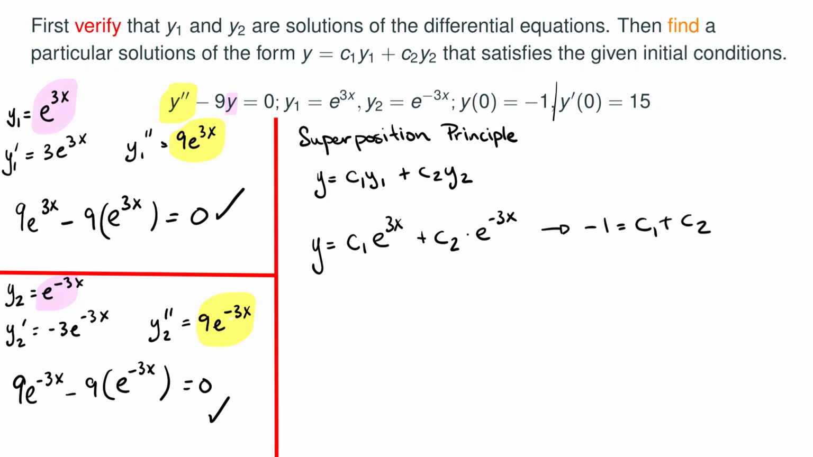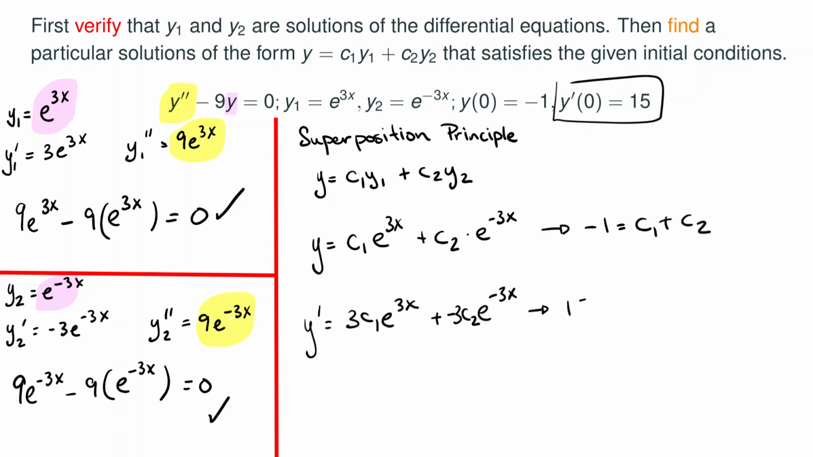In order to use our next initial condition, we need to know about the derivative. So let's take the derivative of this. y prime is 3c1 e to the 3x, because the constant is there, and as we take the derivative of e to the 3x, it's e to the 3x times its derivative, which is our 3. Plus, take the derivative of e to the negative 3x: that's e to the negative 3x times the derivative of the inside, which is negative 3, all times our original constant, c2. And now when we plug in 0 to our derivative, we should get the value of 15.